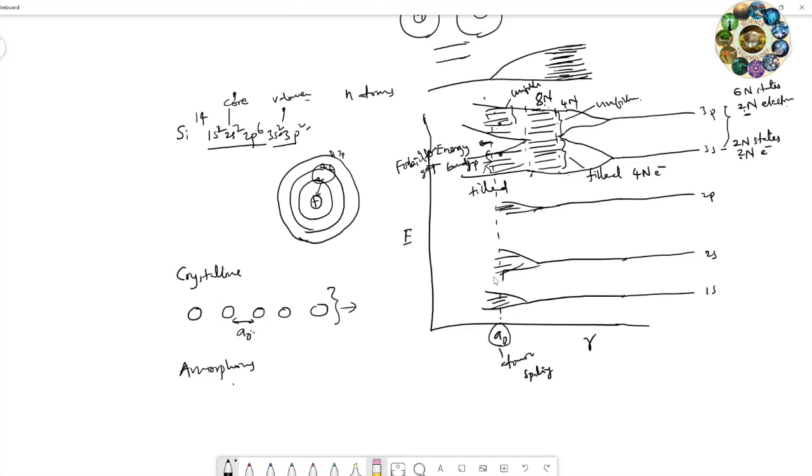I hope you understand something about energy bands and the energy band gap in semiconductors. Next time we'll see other discussion on these energy bands.